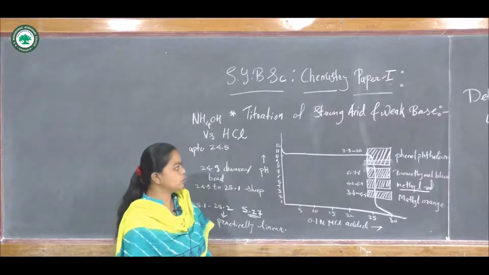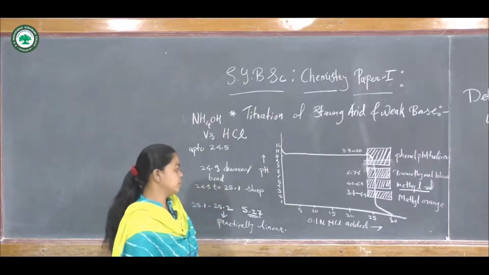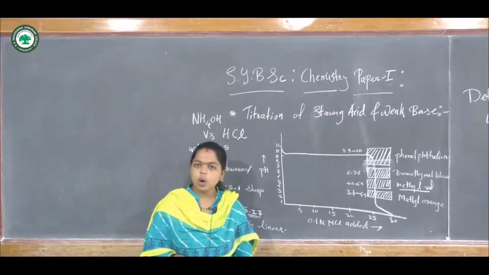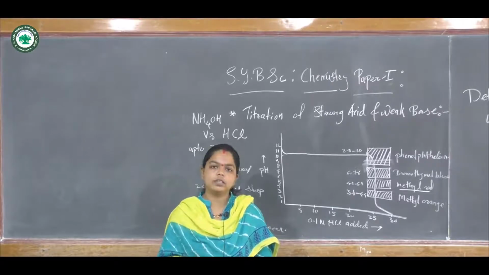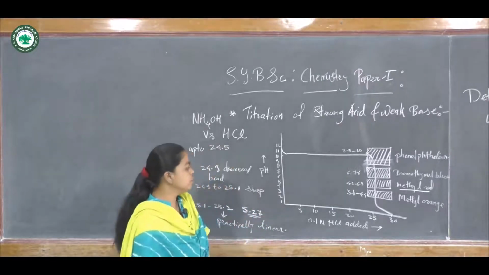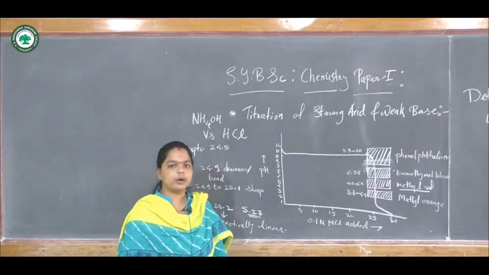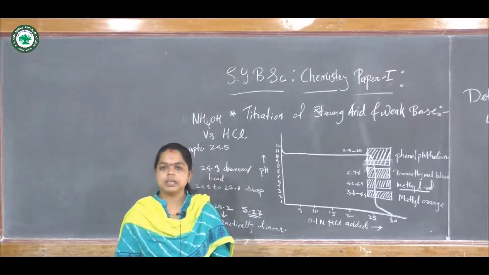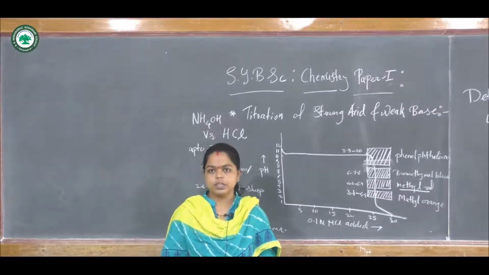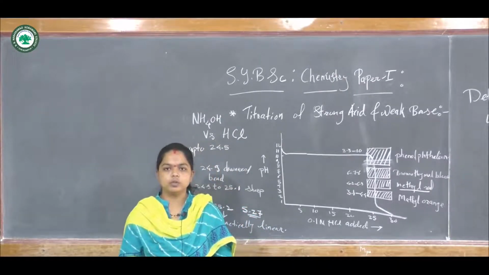In this case we fill the burette with 0.1 normal HCl. Again, for all the titrations we are taking the same sample concentration, that is 0.1 normal or molar. The burette is filled with the 0.1 normal HCl, and in the conical flask we take 10 ml of the ammonium hydroxide solution. Now the acid is added dropwise to the ammonium hydroxide.